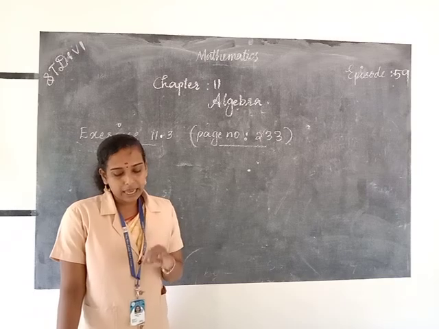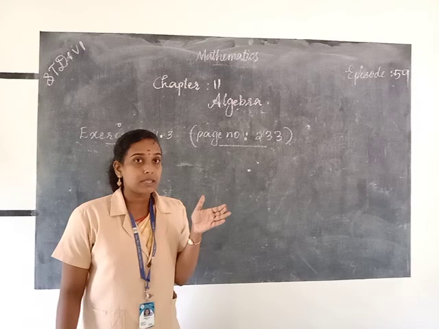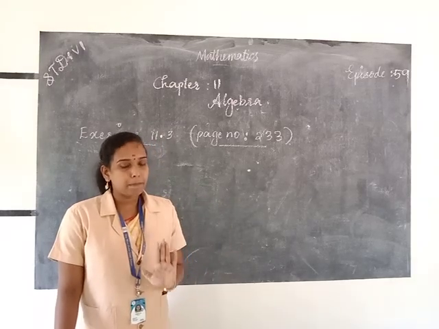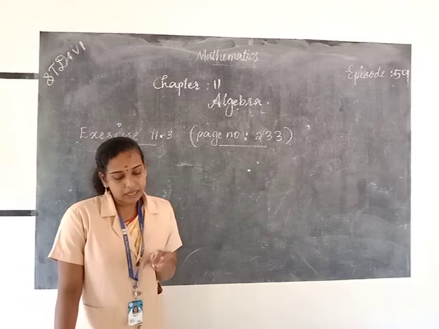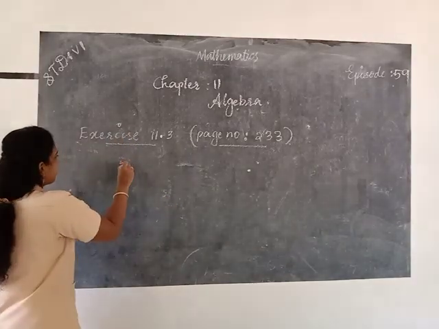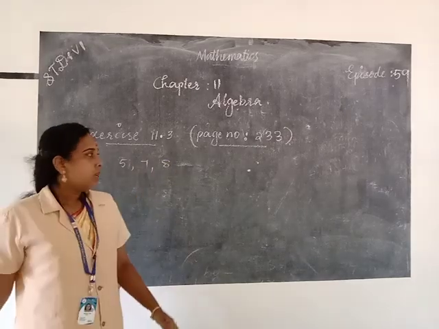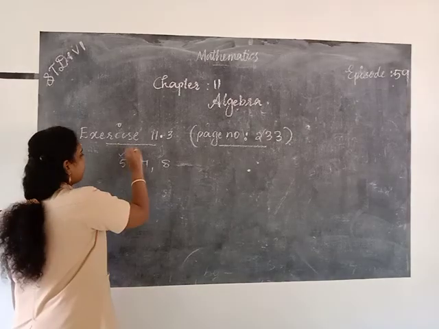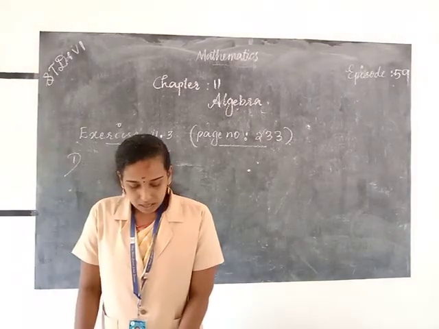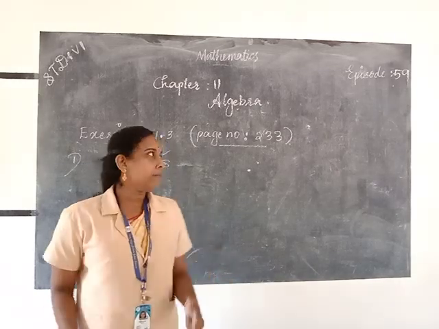Make as many expressions with numbers as you can. Here we want to make expressions with numbers, not with variables. So make the expressions with only numbers. Here three numbers are given, 5, 7 and 8. We want to make expressions with these three numbers only, by using the operations addition, subtraction and multiplication.